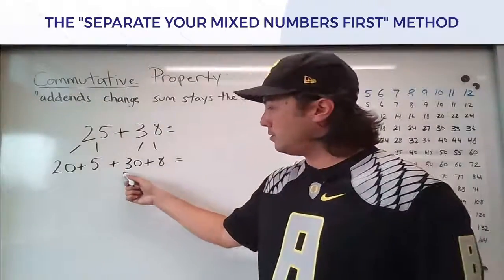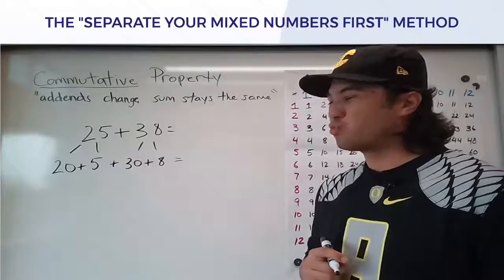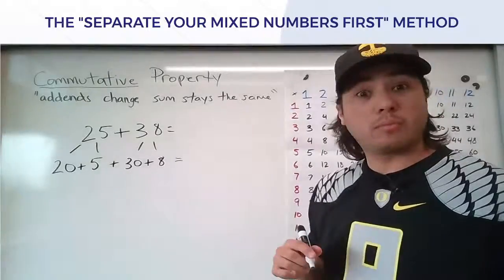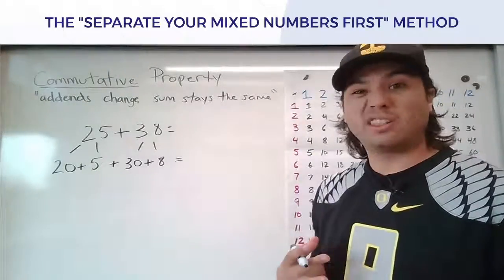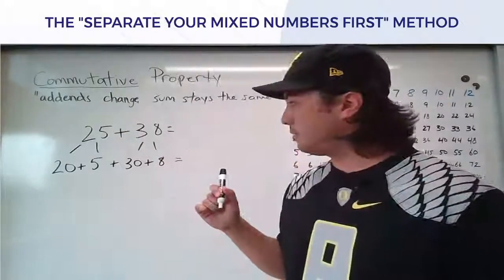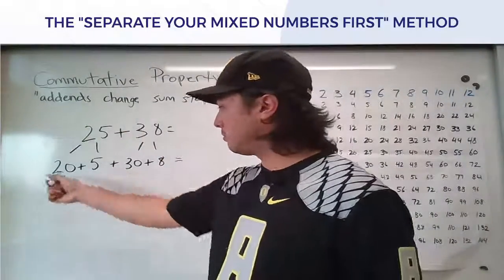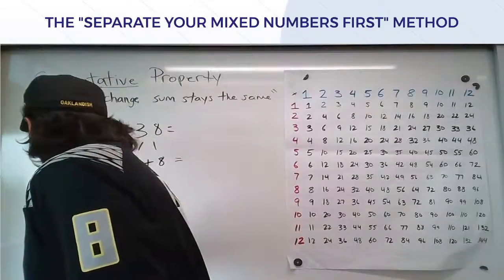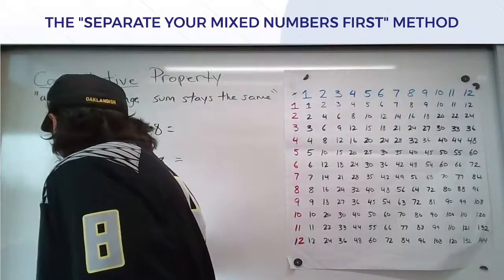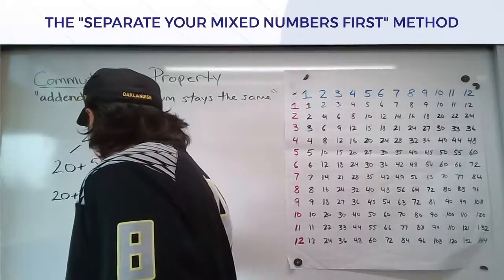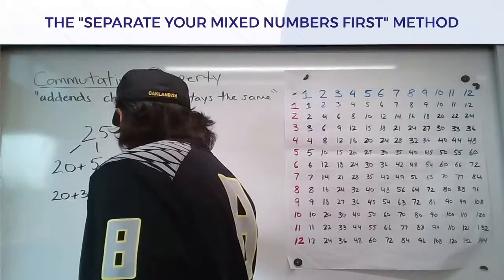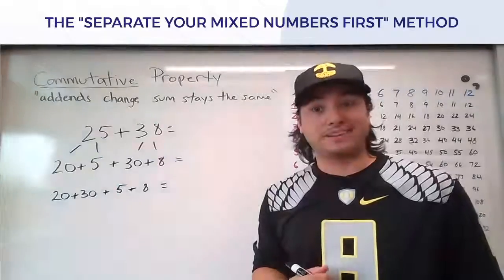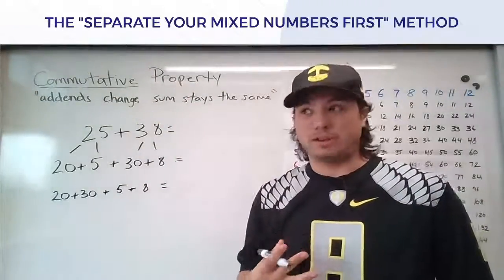Now, we can use our commutative property to reorganize our addends here into a way that can make a little bit more sense and can help us add a little bit easier. Okay, so what we're going to do with this one is we're going to put all of our multiples of 10 in the same spot, and all of our multiples of 1 in another spot. So we can rewrite this again as 20 plus 30 plus 5 plus 8. Again, we haven't changed anything about the value of this problem. We're just rewriting it in a different order. And because of our commutative property, we can do that.